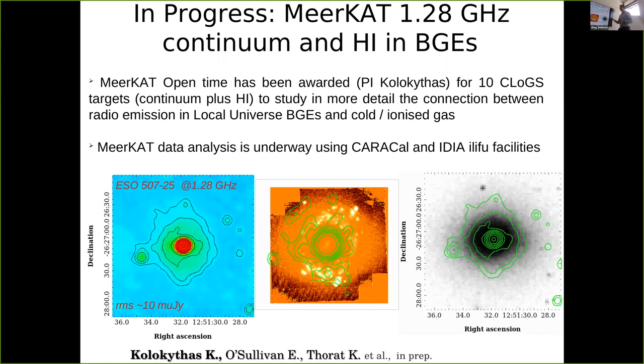And we see that MeerKAT is able to detect in fine detail the whole ring of H-alpha around. So this is still a work in progress. So we will be able to check in more detail the H1, the cold gas properties and the ionized gas properties in those systems that actually show star formation.